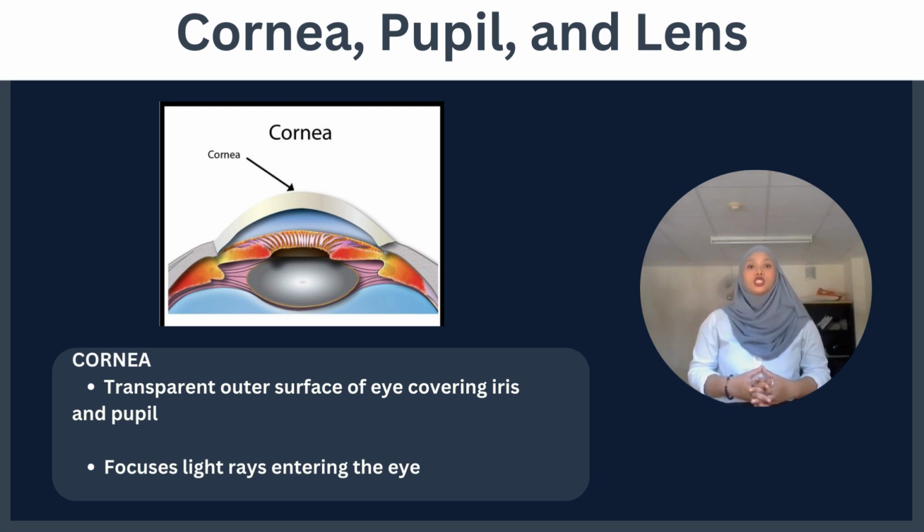The cornea shields the inner part of your eye, like the iris and pupil, from dust, debris, and even some harmful UV rays. As light enters your eyes, the cornea bends it. This initial bending plays a crucial role in focusing light rays onto the retina for clear vision. The cornea actually accounts for about two-thirds of the eye's total focusing. The cornea's crystal clear structure allows light to pass through unimpeded, ensuring a sharp image reaches the retina.